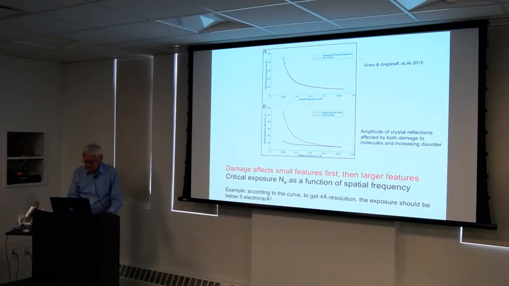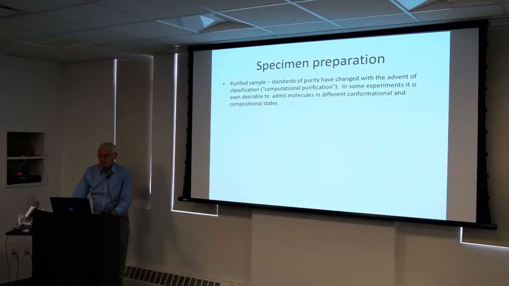Okay, so I'm just going to go a little bit through specimen preparation. Again, I don't know whether you've already gone through this. We've been talking about purified sample, and the whole idea of single particle imaging is that you have molecules that are exactly the same, and from that point of view, you need incredibly high purity, so the demands on biochemistry are very high. But the standards of purity have changed with the invention of powerful classification methods. So we can now live with heterogeneity. We can even have different kinds of molecules in the same sample if it's not too many. If it's too many, then each class becomes very small, and then you don't get anything out of your data collection.